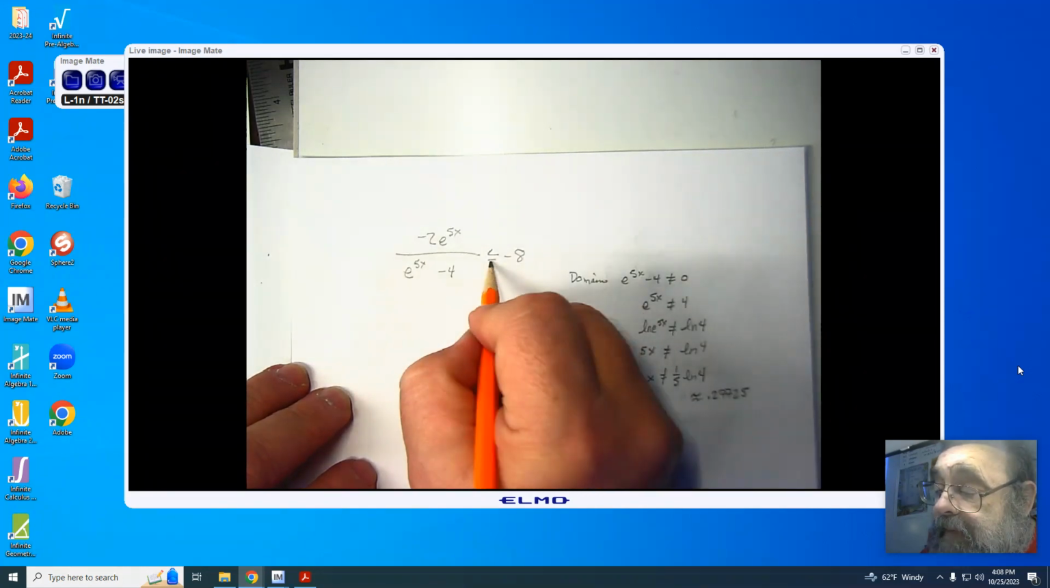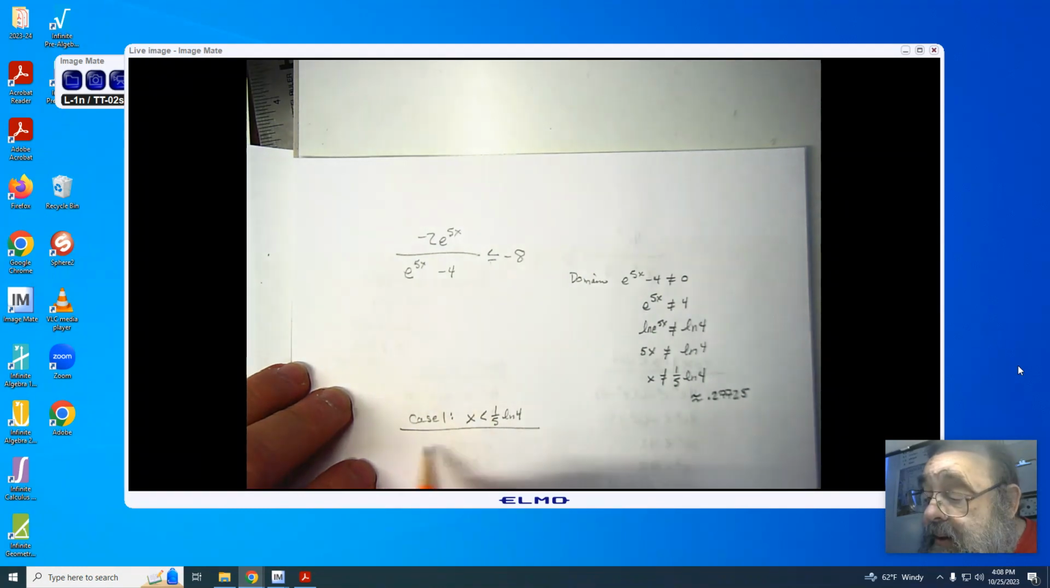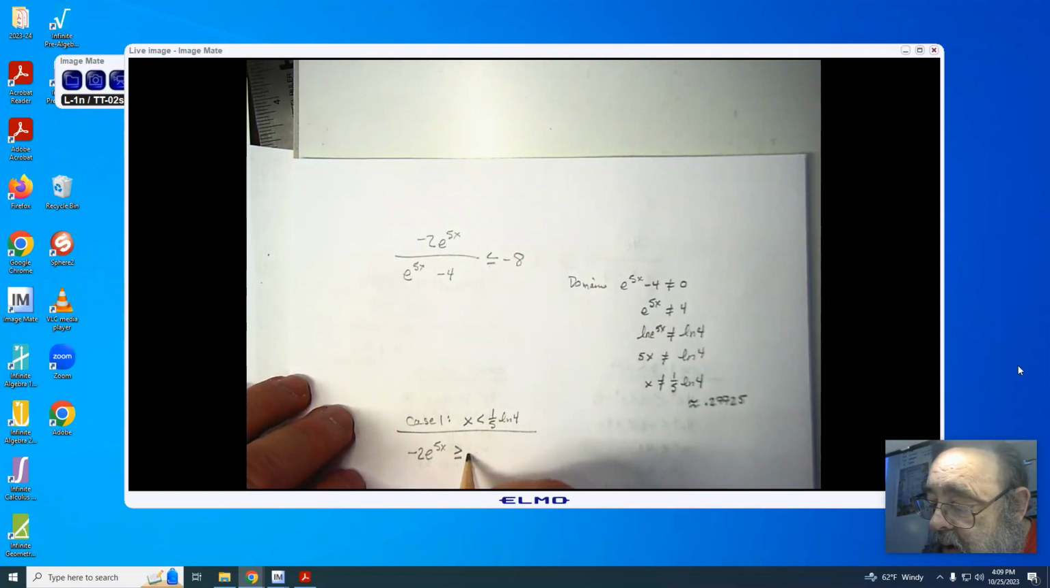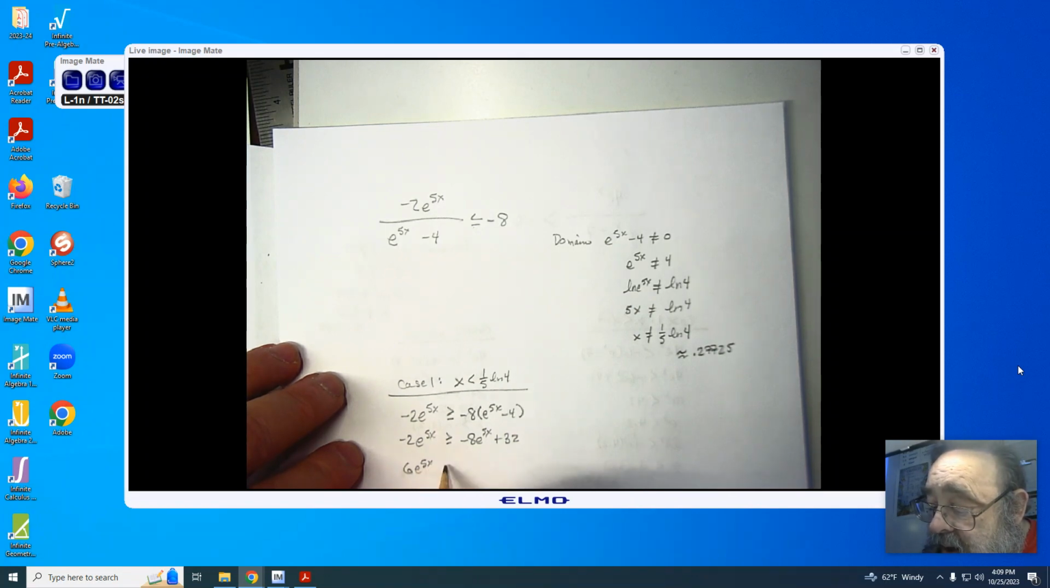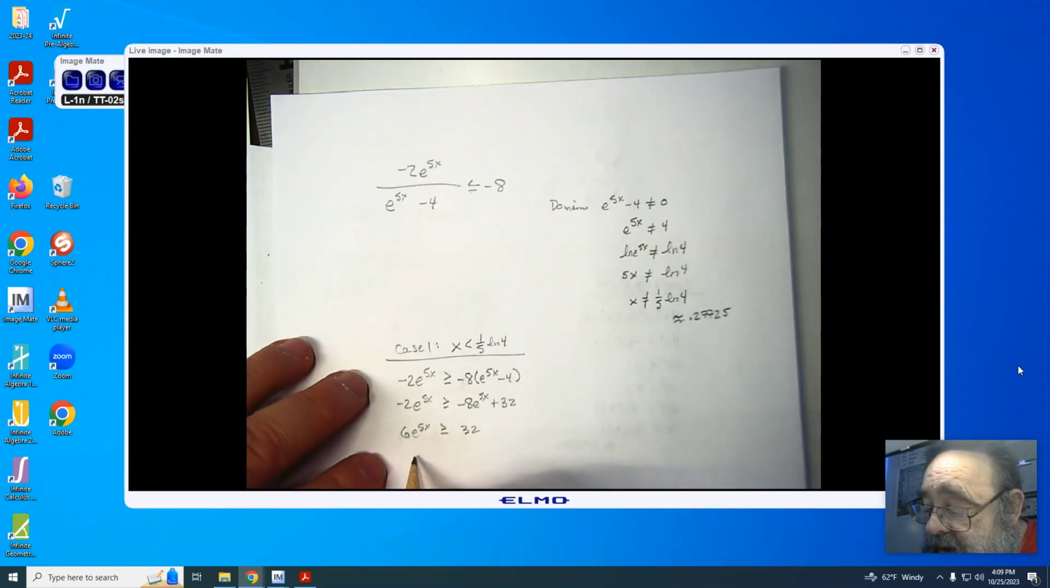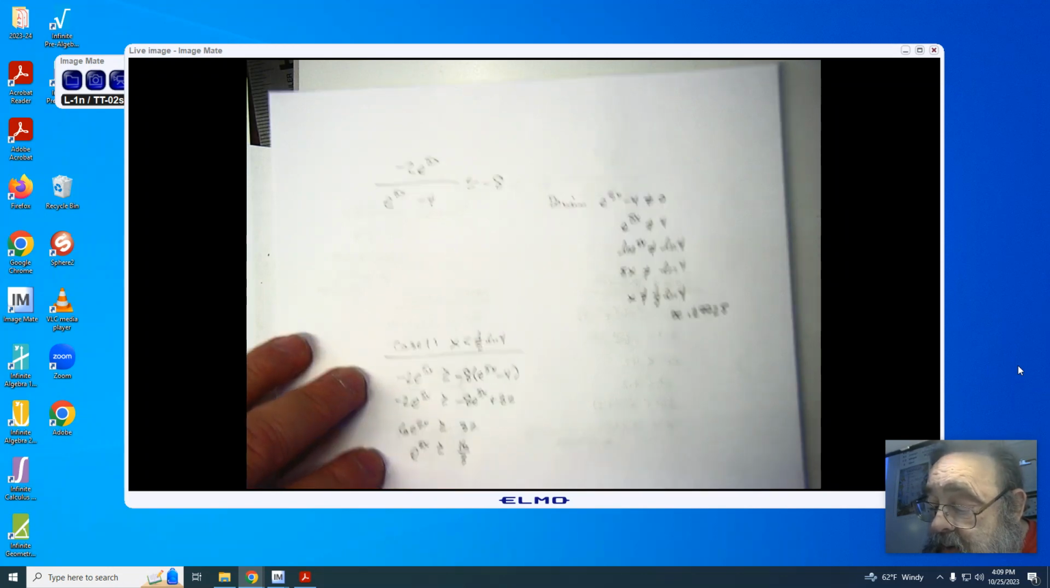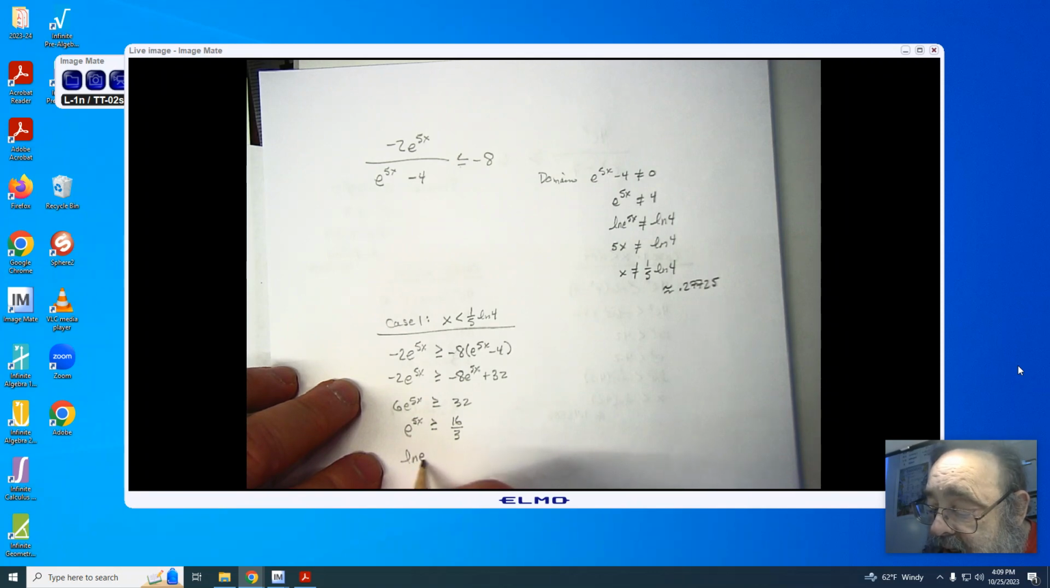And because it's less, it's going to flip the inequality. And therefore, I'm looking at negative 2 e to the 5x is greater than or equal to negative 8, negative 8 e to the 5x minus 4. This is giving me negative 2 e to the 5x is greater than or equal to negative 8 e to the 5x plus 32. When I add, I end up with 6 e to the 5x is greater than or equal to 32. And I'm going to divide, so e to the 5x is greater than or equal to 16/3. Exponentiate. Natural log e to the 5x is greater than or equal to the natural log of 16/3.